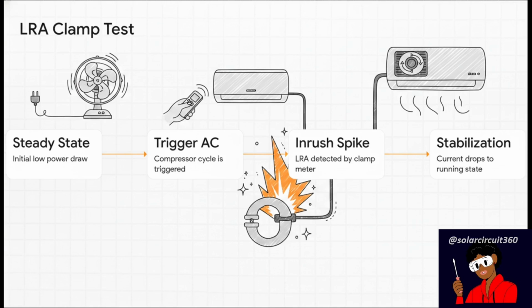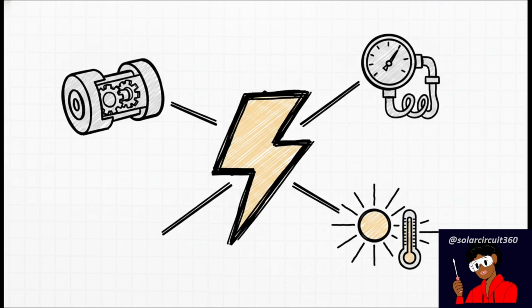And finally, step 4, as the motor overcomes its inertia and starts spinning, that back EMF builds up, the current rapidly drops off, and the motor stabilizes into its normal, boring running operation. Now, to be totally clear, the exact size and length of that spike isn't exactly identical every single time. It heavily depends on a few dynamic mechanical and environmental variables.